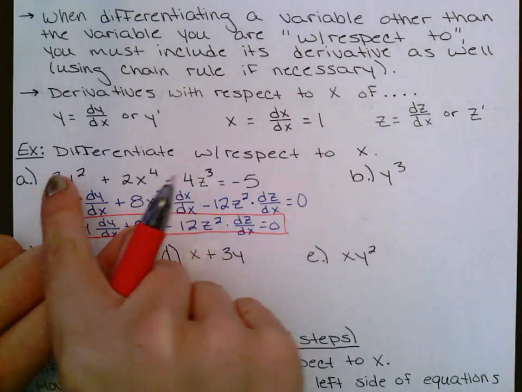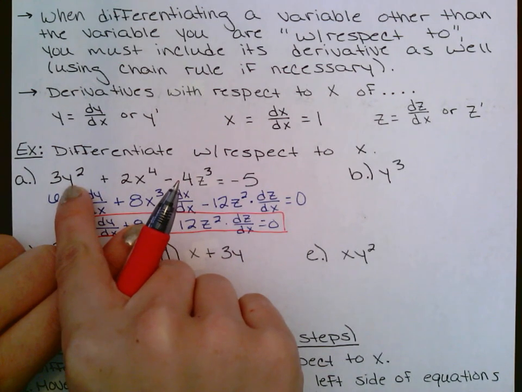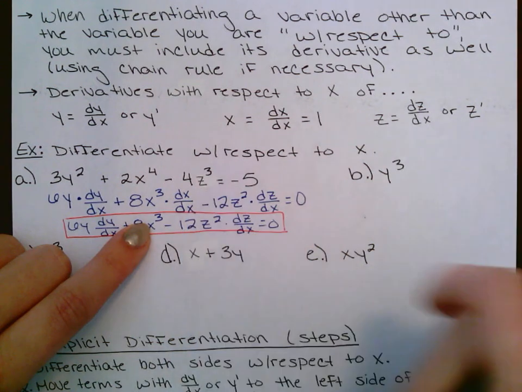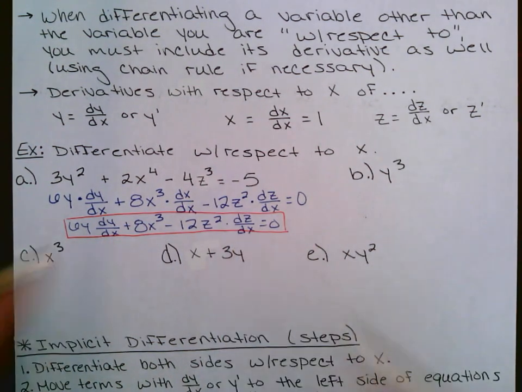So I go down my line. Here I'm going to have to add my dy dx. Here I'm not. Here I'm going to have to add my dz dx. Okay? And you can see those are the two that came out.